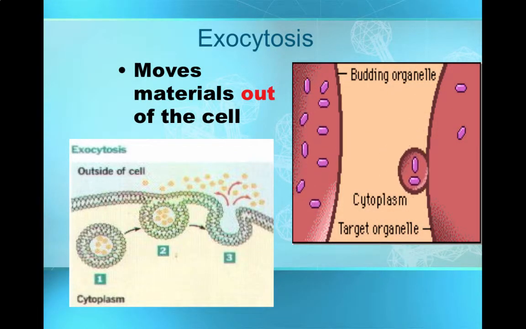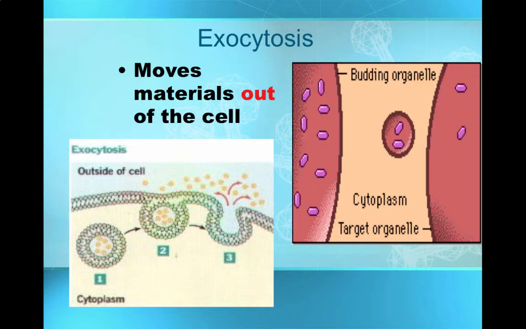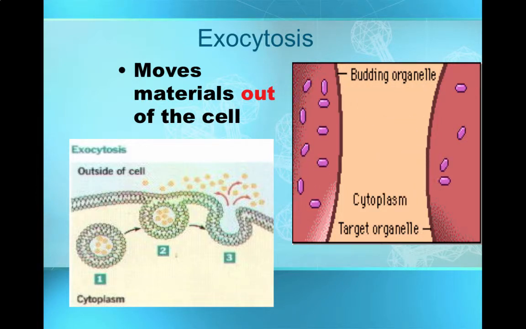Exocytosis is where we move materials out of the cell. So you have vesicles that will form and push the materials out of the cell. It will actually fuse with the cell membrane.